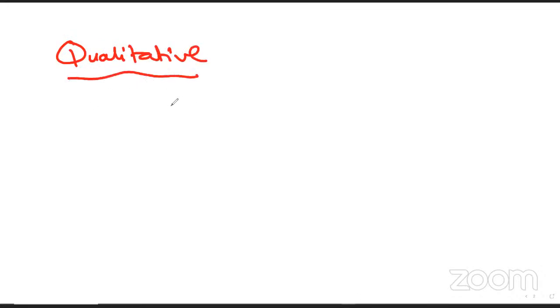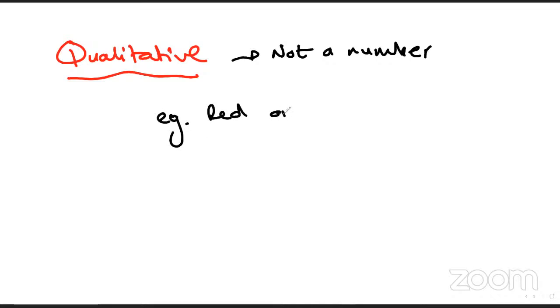Now, qualitative data means that it's not a number. To put it plainly, not a number. It has a quality to it. An example would be red or blue. It's not a number, it's a color. If somebody is happy or sad, actually, I'm not sure if that's going to be something more abstract. But look at something that you can actually substantially look at, like passing and failing.